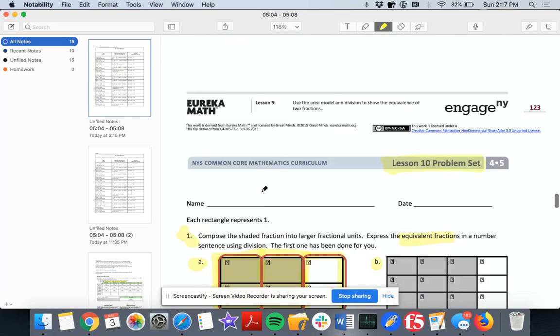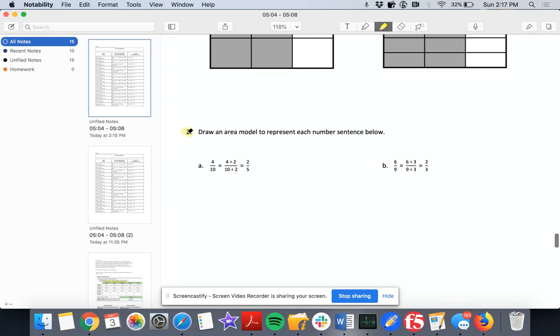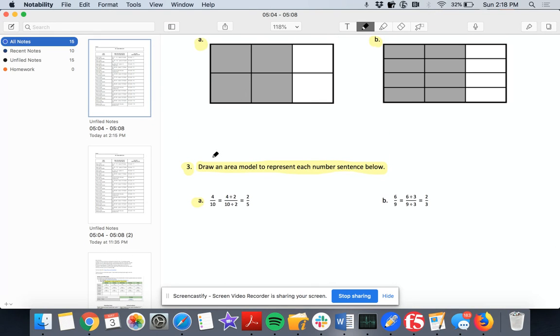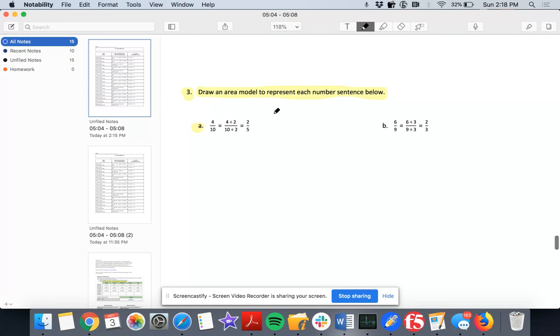I'm going to run through a quick example for number 3A, which asks us to draw an area model to represent each number sentence below. Okay, easy peasy stuff over here. We're just working backwards. So now they're giving us a number sentence and we have to draw the area model and prove that this is true. So let's go ahead and do that. I am going to first make sure that I have 10 pieces. So I'm going to draw my chocolate bar, draw my area model, and make sure I have 10 pieces.